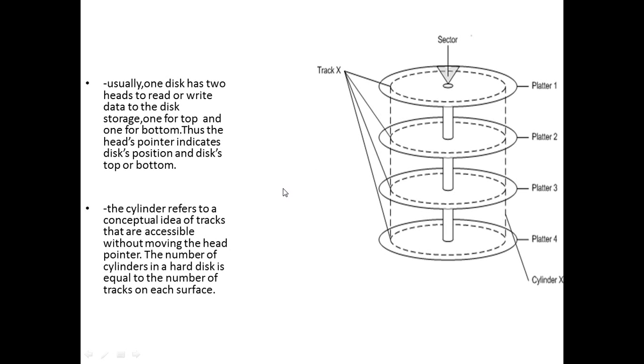Now there is another concept called cylinder. It represents the sectors of all the platters in a column. The cylinder refers to the conceptual idea of tracks that are accessible without moving the head pointer. As we'll see in the next slide, the number of cylinders in a hard disk is equal to the number of tracks on each surface.